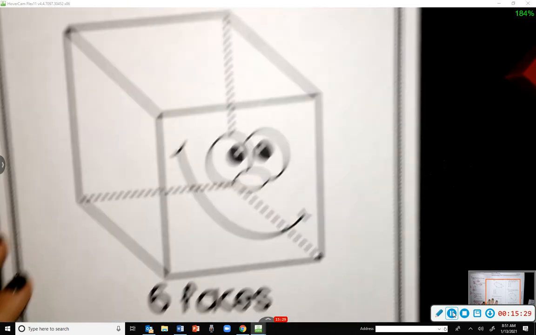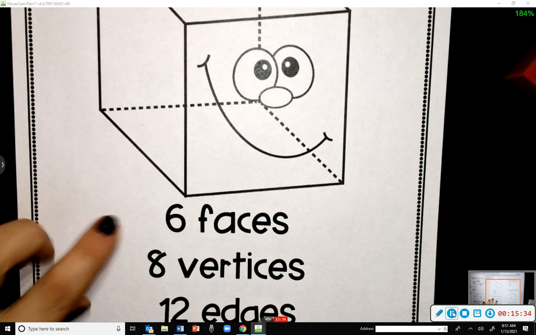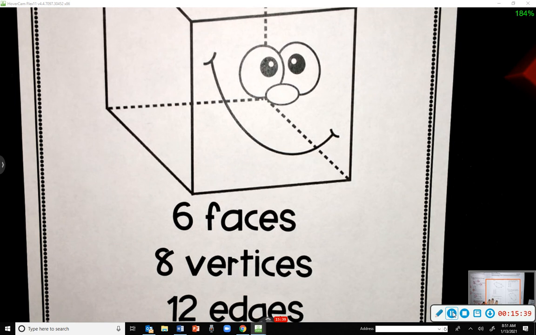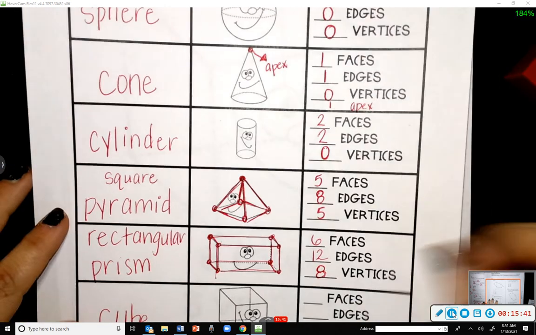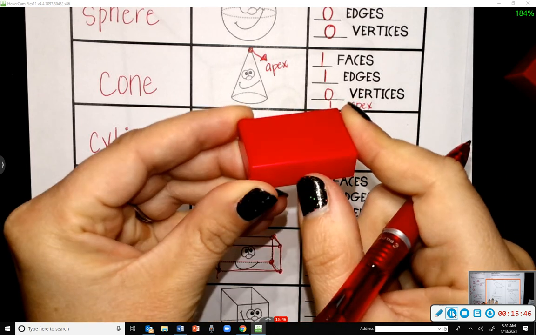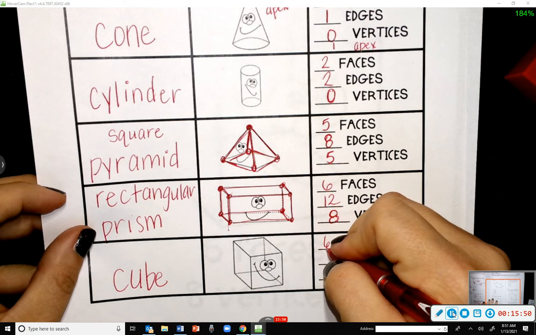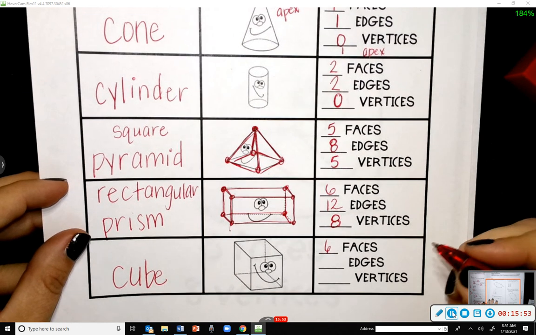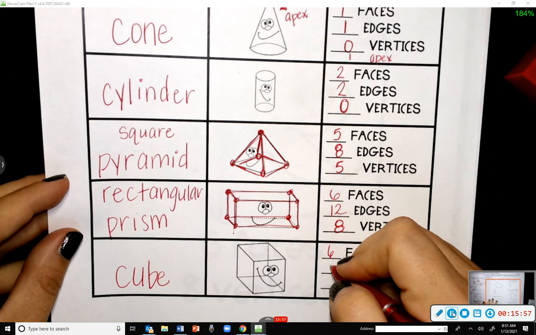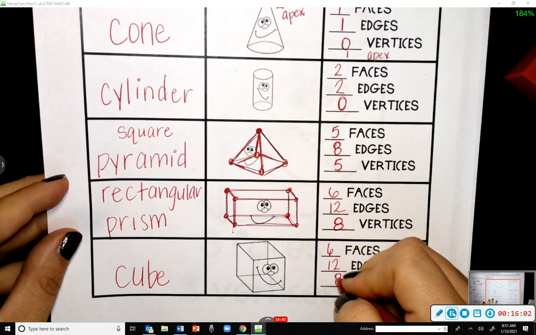Okay? Now the cube is just like the rectangular prism, meaning it has the same amount of faces, vertices, and edges. Because all it is a rectangular prism, but made of squares. Okay? So all of the numbers will be the same. 6 faces, like a dice. There's 6 numbers on a dice, right? 12 edges and 8 vertices.